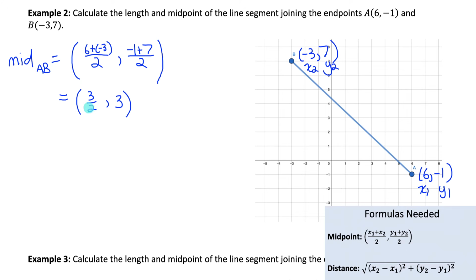Let's check if that midpoint looks right on our line segment. The point (1.5, 3) is right here. It appears to be on the line, and it appears to be right in the middle of the line. So it looks like we have the right midpoint. Let's now find the length of line segment AB.